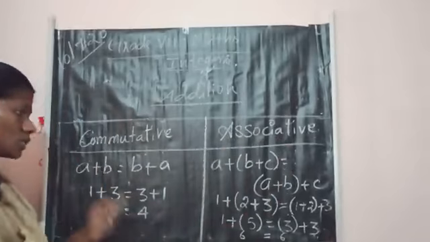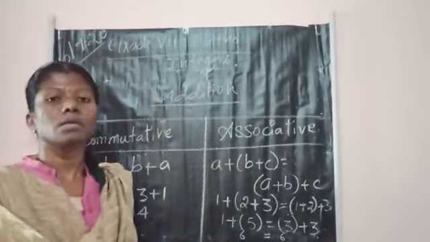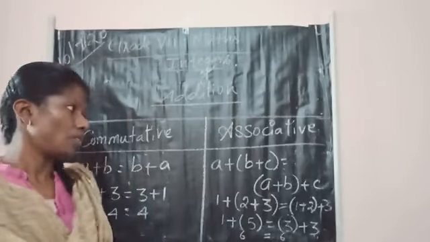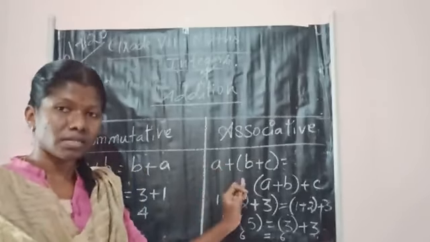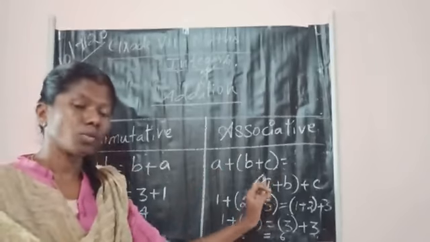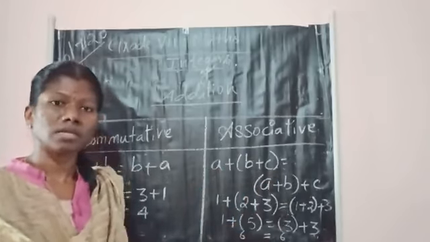Okay. For commutative, the rule is a plus b is equivalent to b plus a, and for associative, (a plus b) plus c is equivalent to a plus (b plus c).